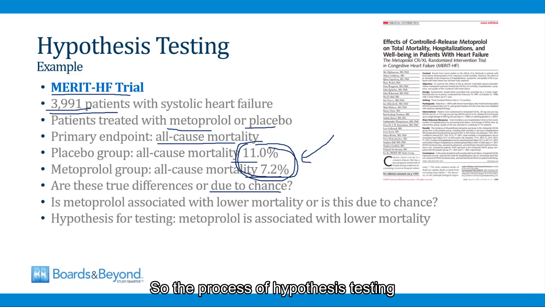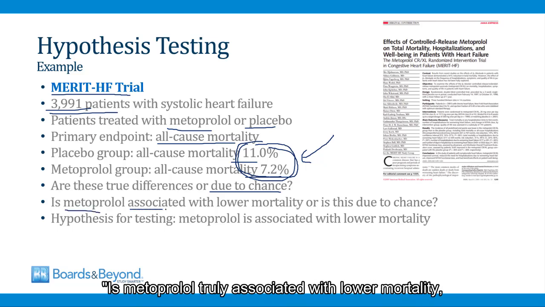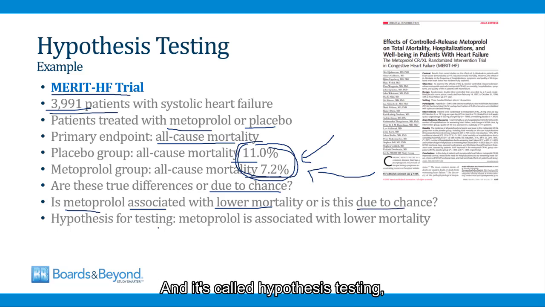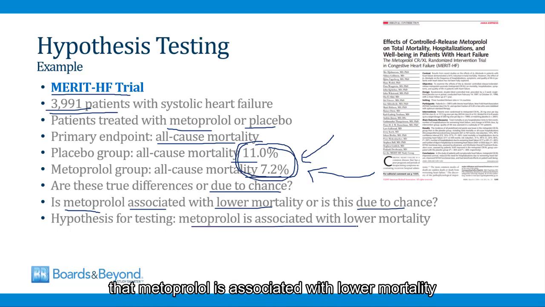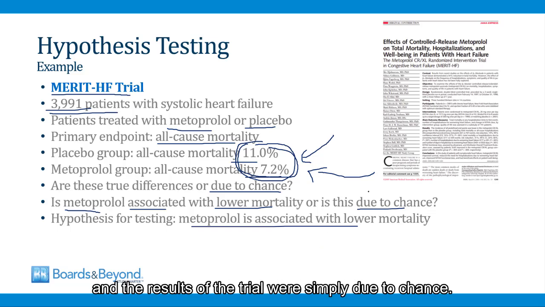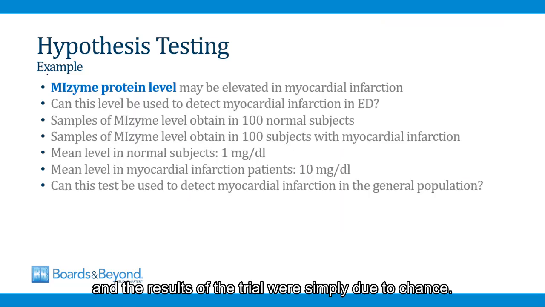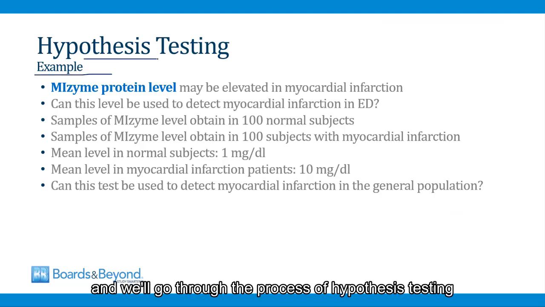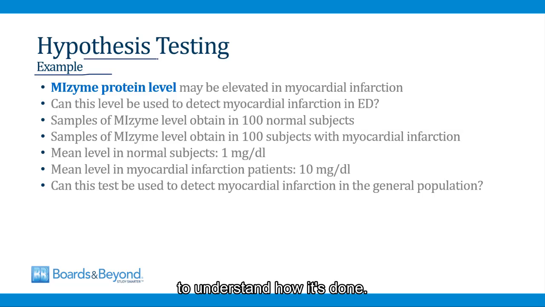So the process of hypothesis testing is an attempt to answer the question, is metoprolol truly associated with lower mortality, or was this outcome in the MERIT heart failure trial due to chance? And it's called hypothesis testing because we are testing the hypothesis that metoprolol is associated with lower mortality to try and determine whether that is correct or whether that's not correct and the results of the trial were simply due to chance. So let's come up with our own hypothetical example, and we'll go through the process of hypothesis testing to understand how it's done.